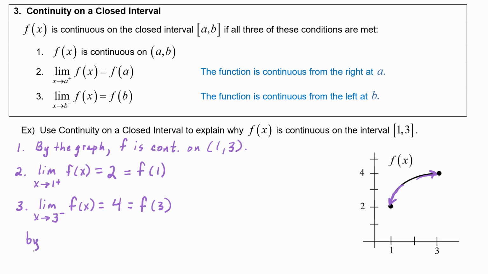So by steps 1, 2, and 3, f is continuous on the closed interval from 1 to 3. And this was just a simple example to help you understand this definition.